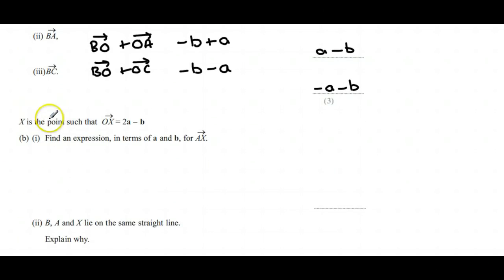It now talks about this point X. X is the point such that OX is 2A minus B. So it gives us a vector describing OX. Find an expression in terms of A and B for getting from A to X. Well, if we know how to get from O to X, then we need to find a way that we can get from A to O and then from O to X.